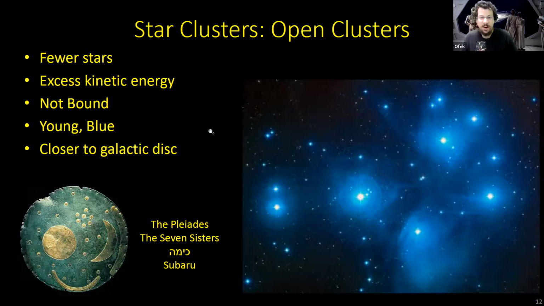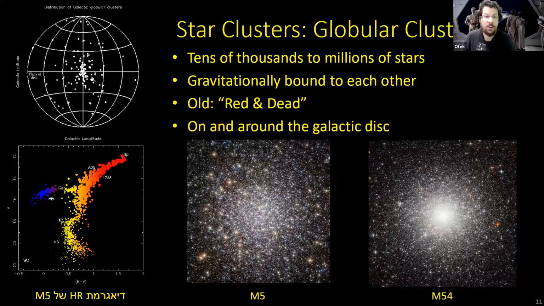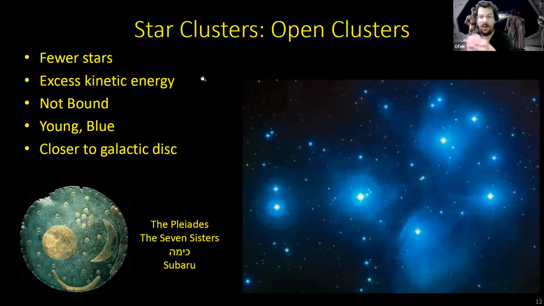These clusters are much closer to the galactic disk. So if the globular ones we see can mostly congregate around the center, but can also float above and below the galactic disk, these open clusters are much closer to the galactic disk itself. So those are two types of stellar clusters.